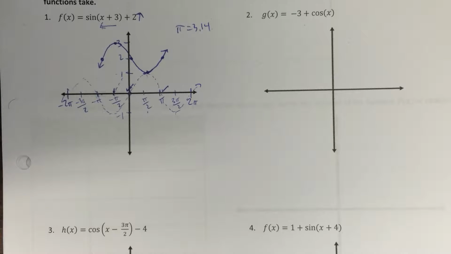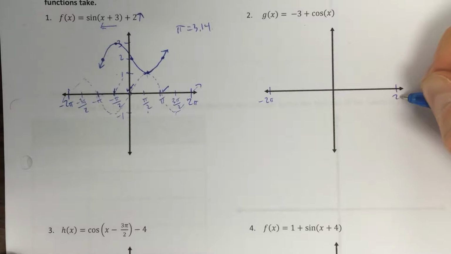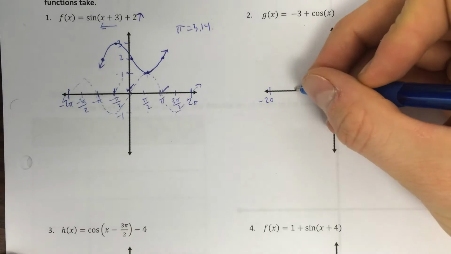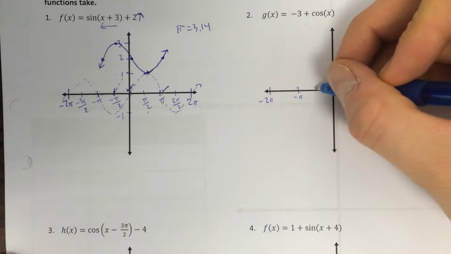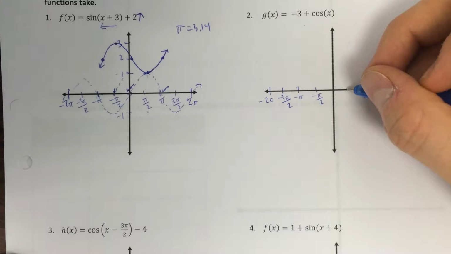Okay, let's go ahead and do 2 and 3. Part 3 of all 3 videos that we're going to do. So same thing, the axes are going to be the same, negative 2 pi, 2 pi, pi, negative pi, negative pi over 2. All of the same coordinates.